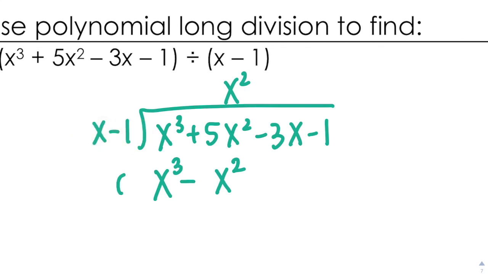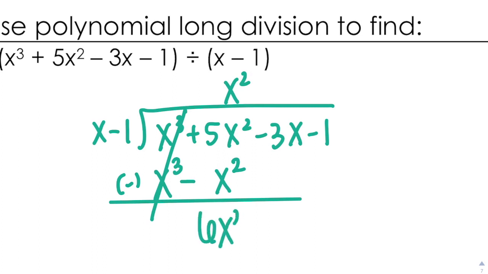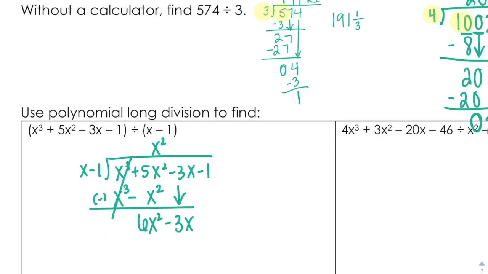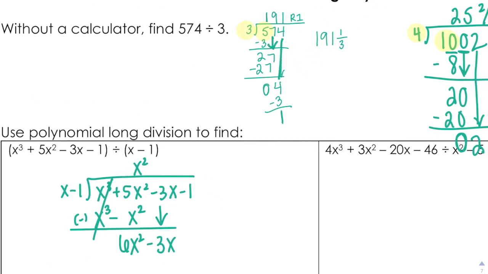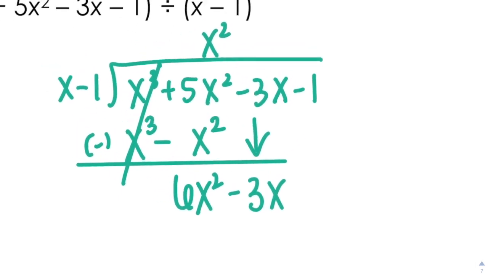It's just like elimination when we did systems, because that cancels out, but it's 5x squared minus negative x squared, which makes it positive 6x squared. Not 4x squared, 6x squared. And then I'm going to bring down my next term, just like we did above when we had numbers and we brought down the next term and the next term, just adding parts to it.